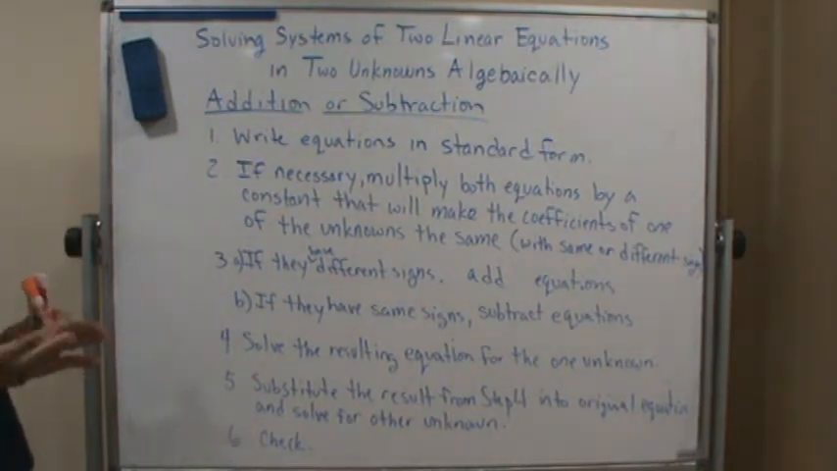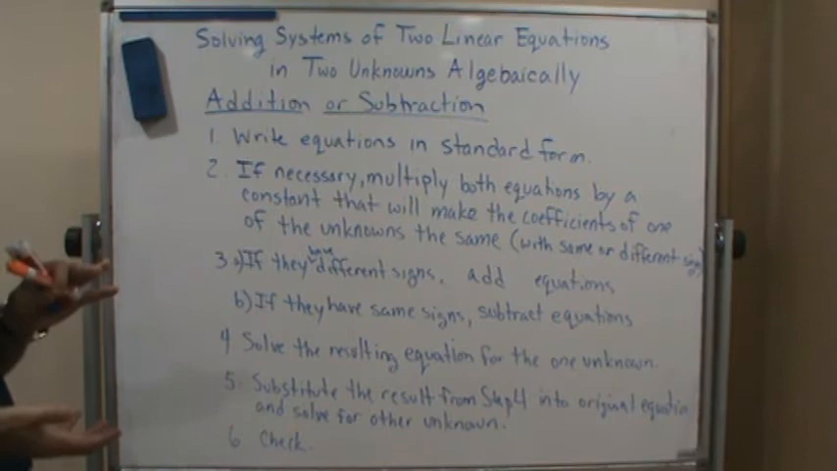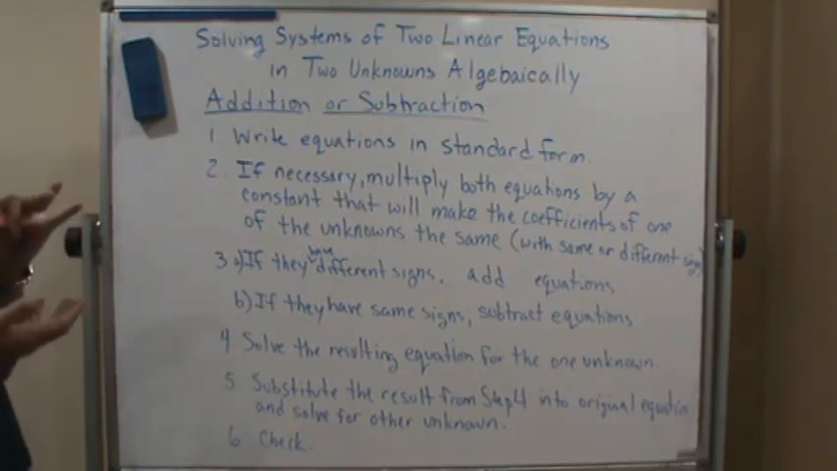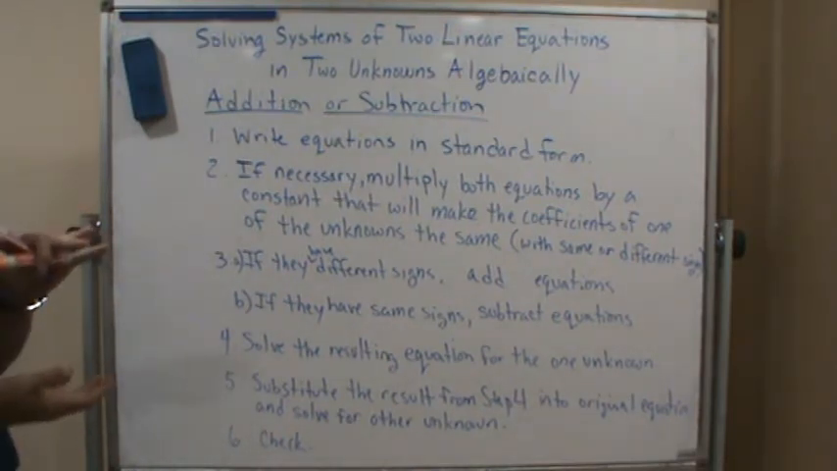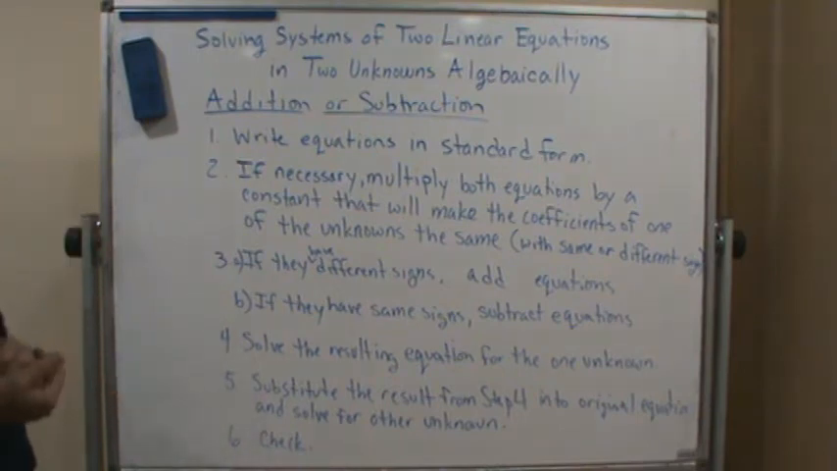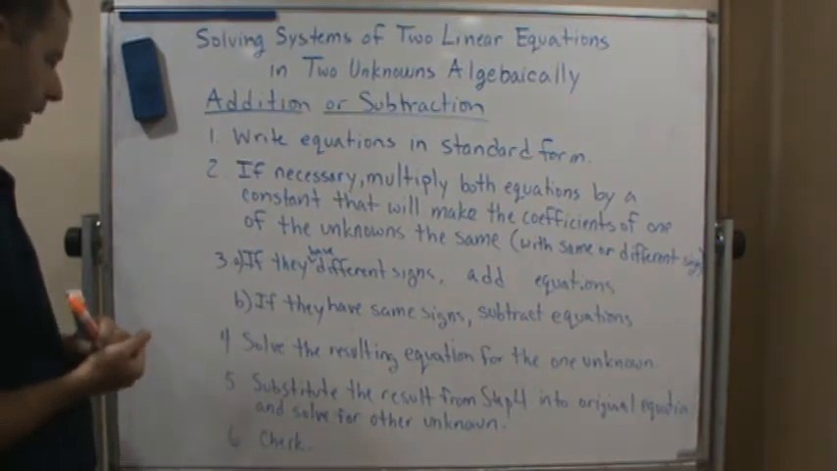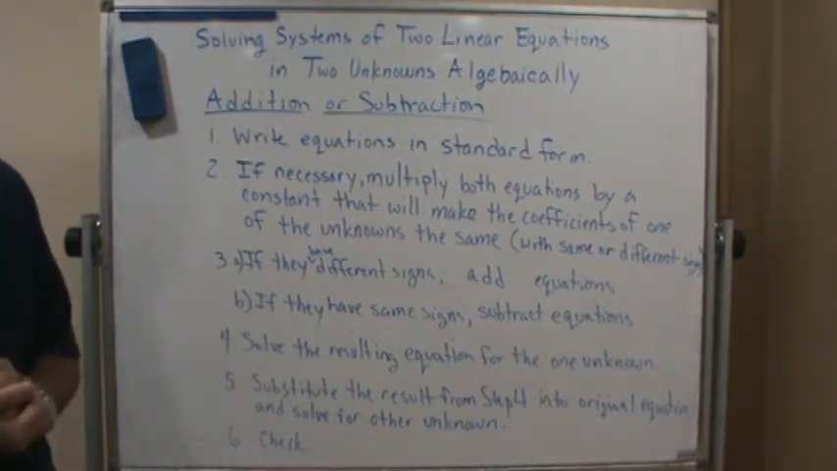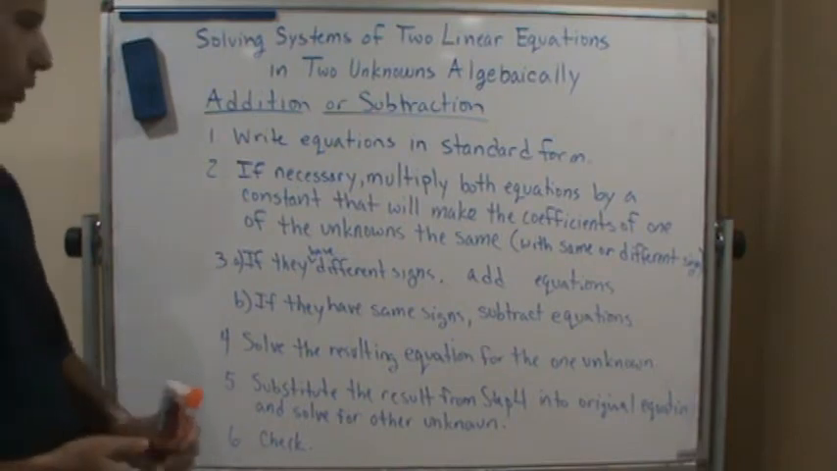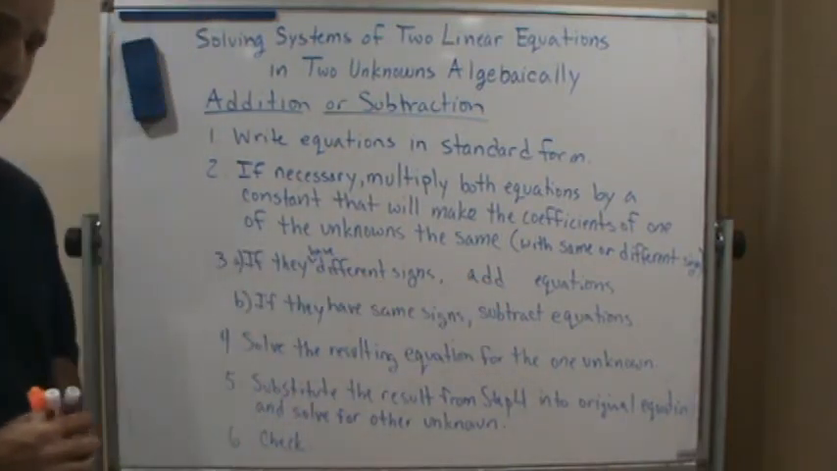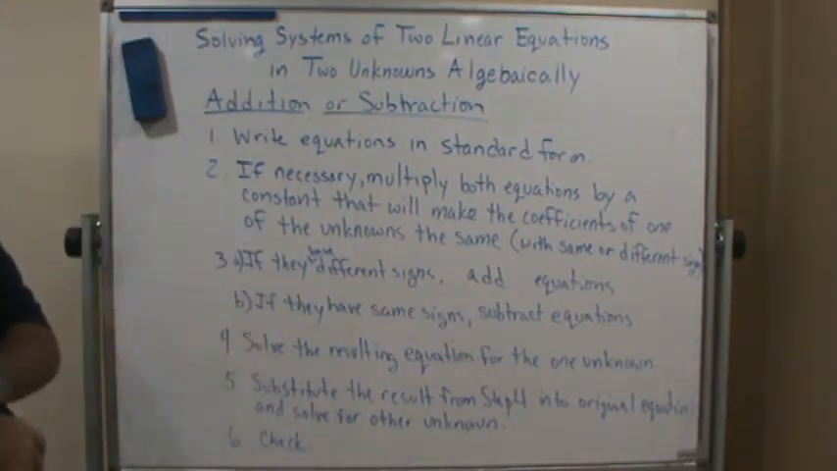They don't have to be the same constant, but by a constant that will result in both of the coefficients for one of the two unknowns to be the same. Three, if those coefficients have different signs, we're going to add the equations. If they have the same sign, we're going to subtract the two equations.